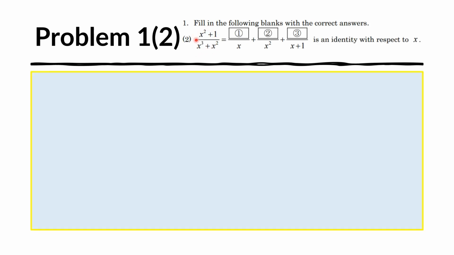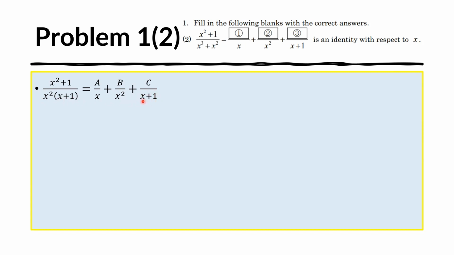We are asked to decompose this expression into partial fractions. Now the first step is to factor the denominator. These are the factors of the denominator here. Now each of the factors will become a denominator in the expansion. So x becomes a denominator here, x squared becomes a denominator here, and x plus 1 is also a denominator here.